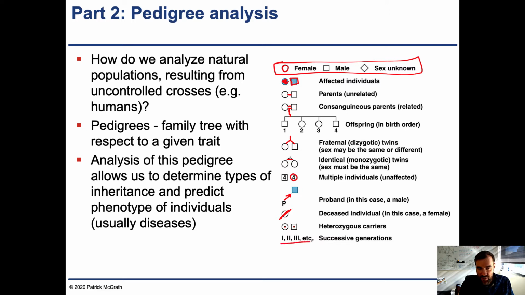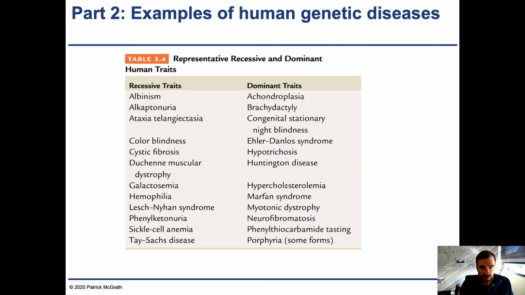And then generations are also named in order. So what are some representative recessive and dominant human traits? Some recessive traits are albinism, color blindness, which is kind of a famous one, cystic fibrosis, which is pretty common as well, sickle cell anemia, which is common in certain African populations, and Tay-Sachs disease. These are all recessive traits, so that means you have to be a carrier of both of the recessive alleles in order to have one.